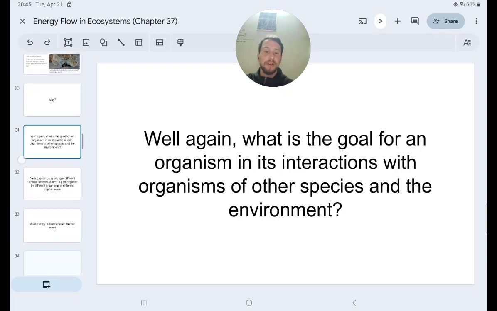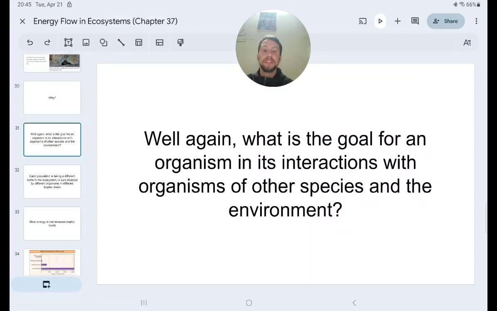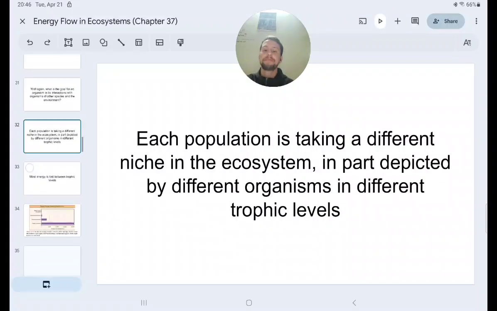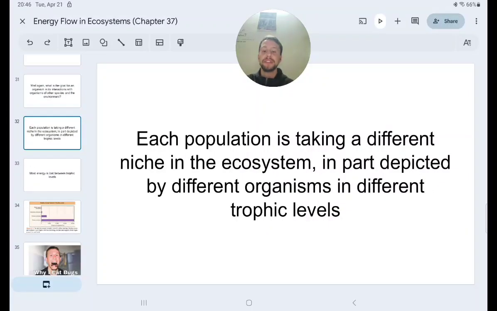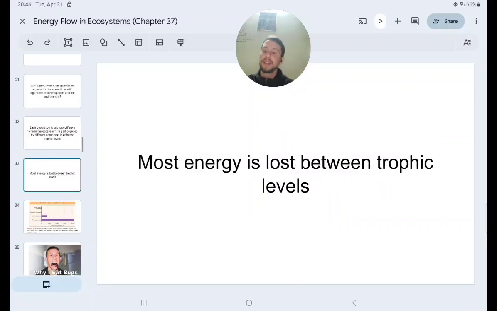So, why, again, are these organisms doing what they do? Well, again, what is the goal of these organisms? It is to survive and reproduce. And if they obtain energy more efficiently, that's helping them to survive and reproduce because they need energy to survive and they need energy to reproduce. And so each population is taking a different niche in the ecosystem, in part depicted by different organisms in different trophic levels, so they have different strategies to obtain energy to help them to survive and reproduce. Okay? Never forget that. Never, ever, ever, ever.